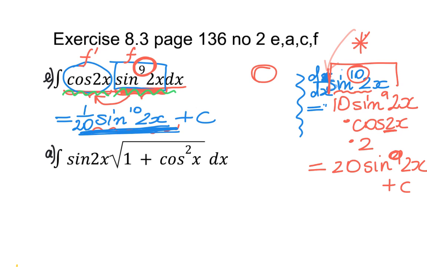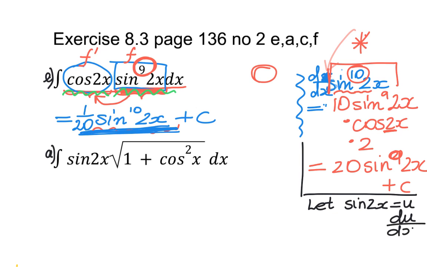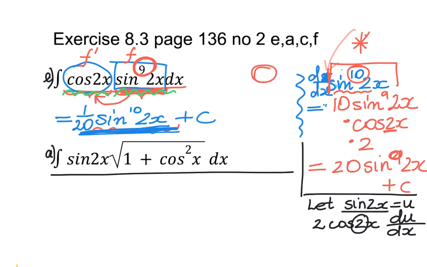If you are not very comfortable with this method, with inspection, you can try the substitution. So I can say, let sine of 2x be equal to u. Then du dx is what? Cos of 2x times 2. So it will be the derivative of sine, which is cos, times the inner derivative. Now, how can I replace all of this in my first example?